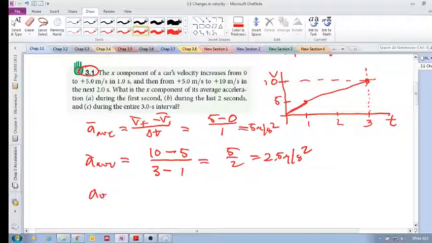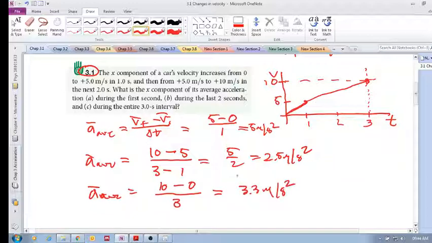Then the last one is during the entire 3 seconds. So the final velocity is 10, initial velocity is 0, and the entire time is 3. So we will have 3.3 meters per second squared. Okay, this is just a gentle introduction. Average acceleration is your final velocity minus initial over your change in time.